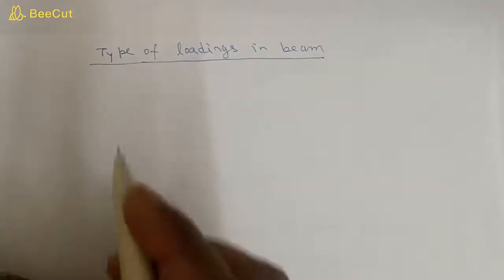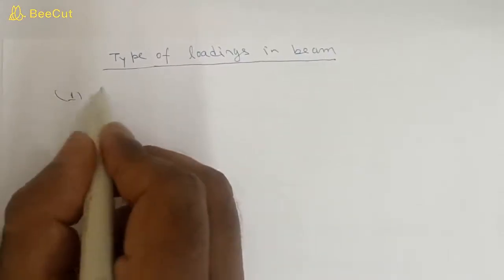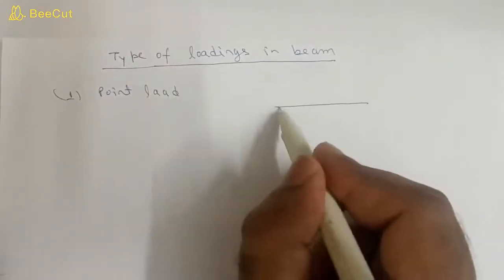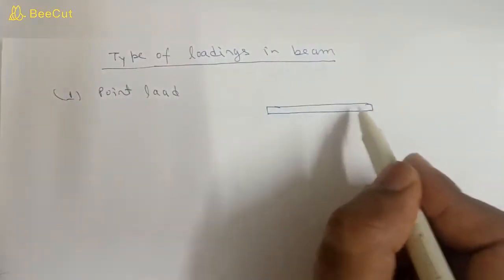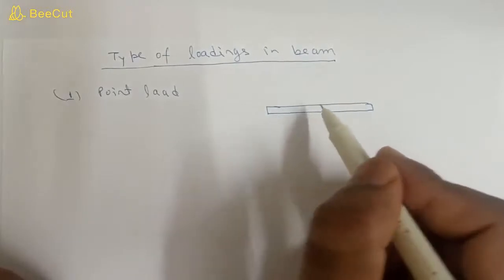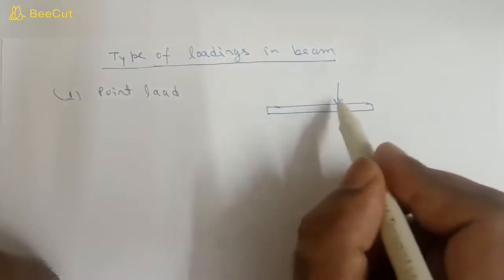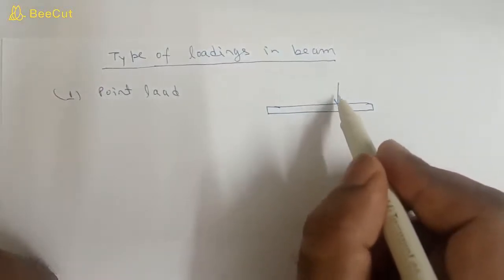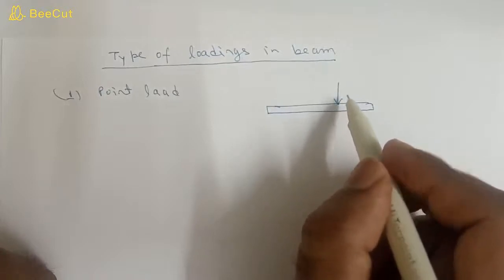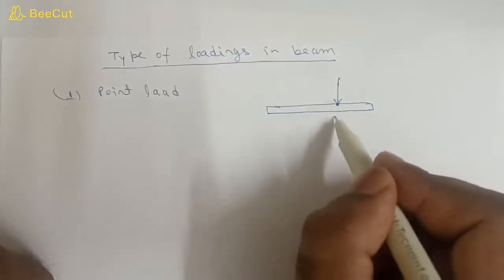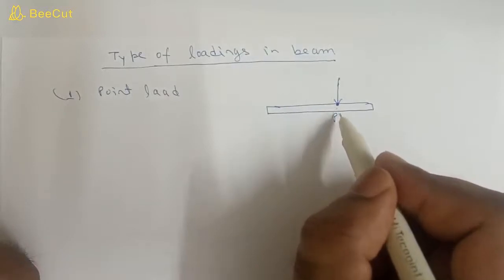In this video we will learn about the types of loading in a beam. The first one is point load. If there is a beam and the load is acting over a very small length, we can approximate it as a load acting on a point. This point load is denoted by a downward arrow, meaning it acts downward, and it is called a point load. It is considered to be acting on a single point. Suppose this is point P on the beam, then we can say that this load is acting at point P.